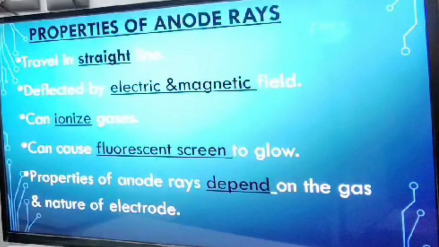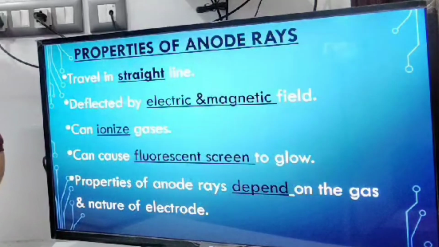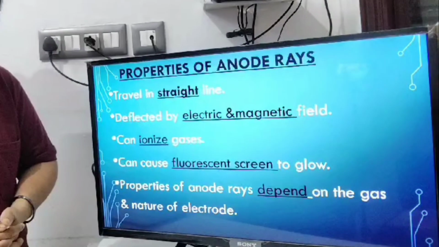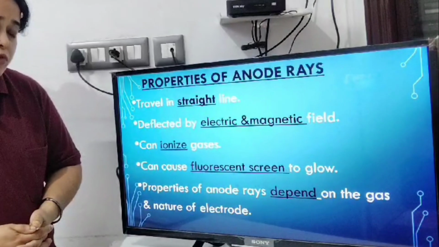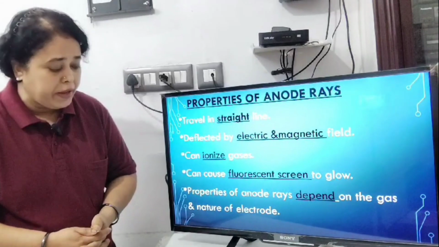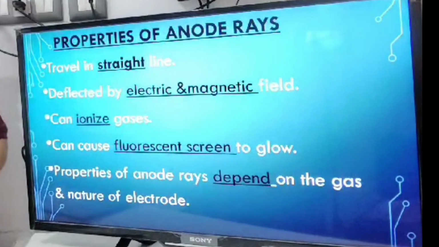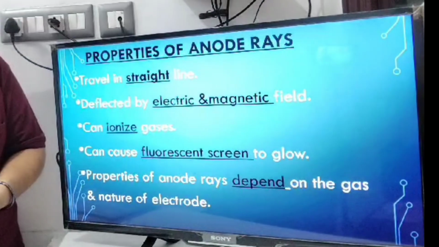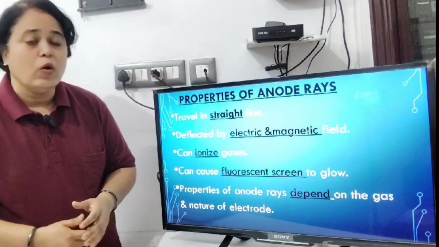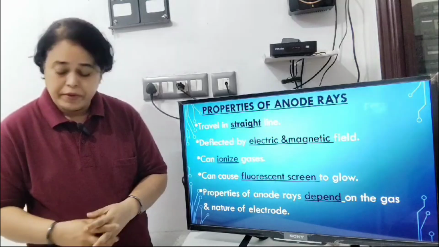Next are the properties of anode rays. Anode rays travel in a straight line. They are deflected by electric and magnetic fields. They can ionize gases. They can cause a fluorescent screen to glow. The properties of anode rays depend on the gas and the nature of the electrode. Okay, it depends on the nature of the electrode and on the type of gas used inside the discharge tube.